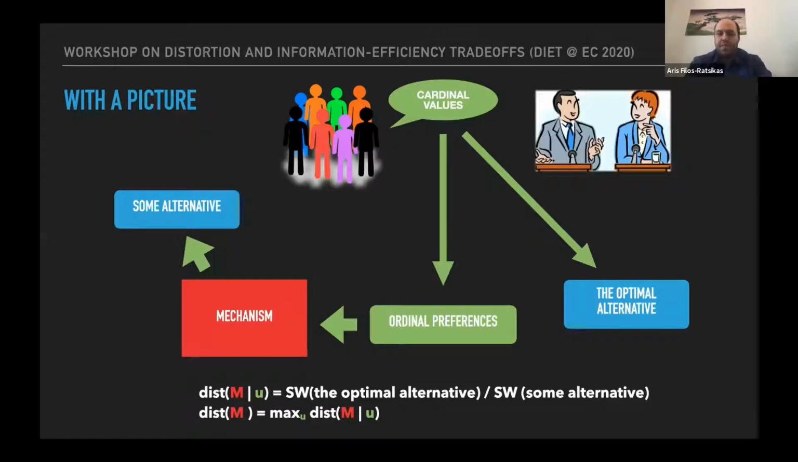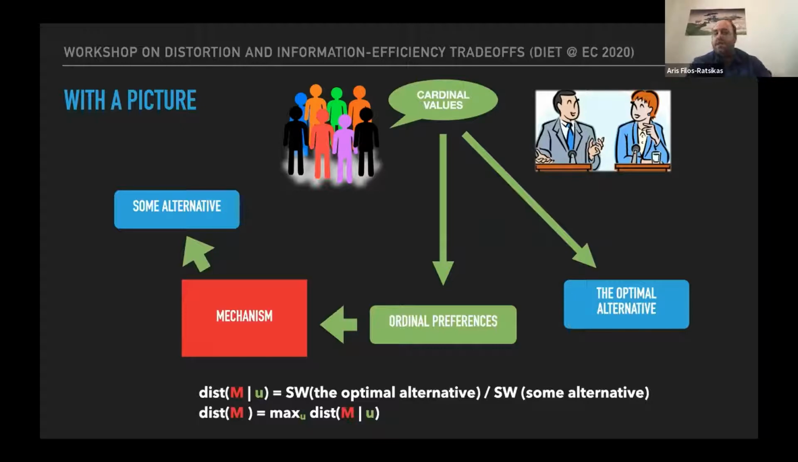Hopefully you're still with me, but if not, I will try to mend things with this picture here, where I have basically summarized everything that I have said. So let me go over this picture quickly. There in the middle, we have the agents, and these agents have some cardinal values over the alternatives. Using these cardinal values, we can actually find the optimal alternative, which is the one that maximizes the social welfare. And at the same time, these cardinal values induce ordinal preferences. In turn, these ordinal preferences are input to a mechanism, and the mechanism outputs some alternative, which doesn't have to be the same as the optimal alternative. Actually, typically, it won't be.